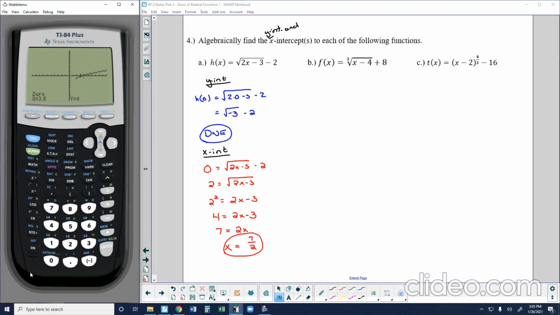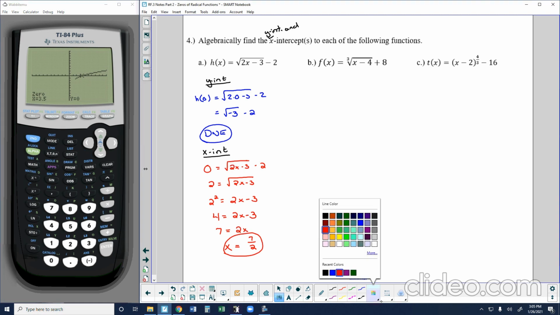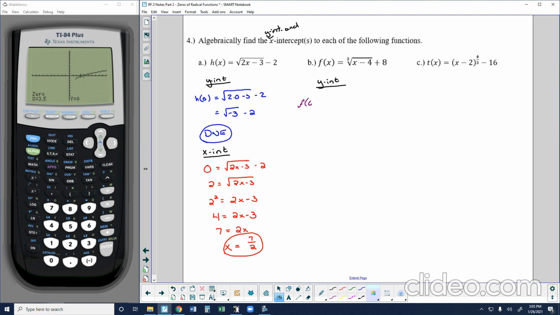So let's go ahead and take a look at another example. In B, we have the cubed root of x minus 4, plus 8. So finding the y-intercept is the same as substituting in 0 for x. So f of 0 would be the cubed root of negative 4 plus 8. We cannot simplify the cubed root of negative 4 plus 8, and so this is as basic as our expression is going to get for the y-intercept.